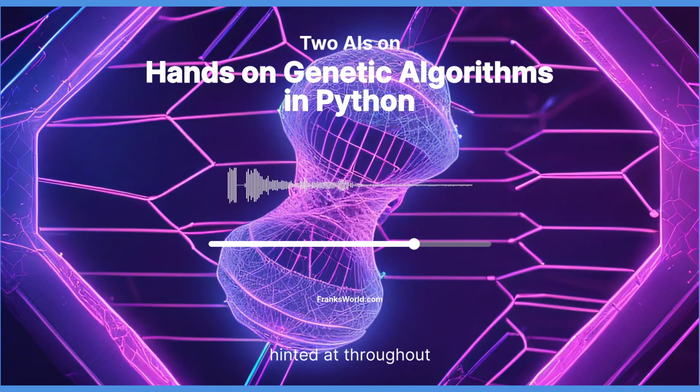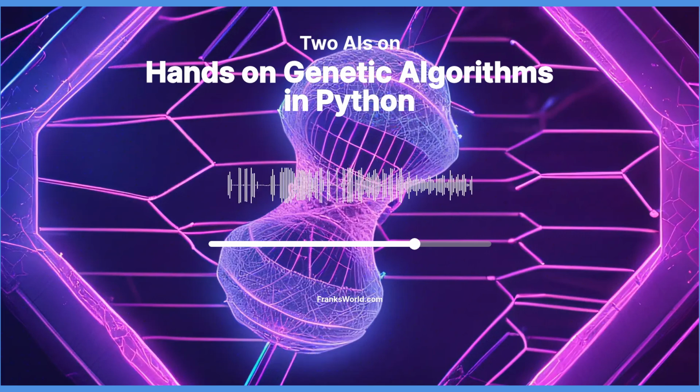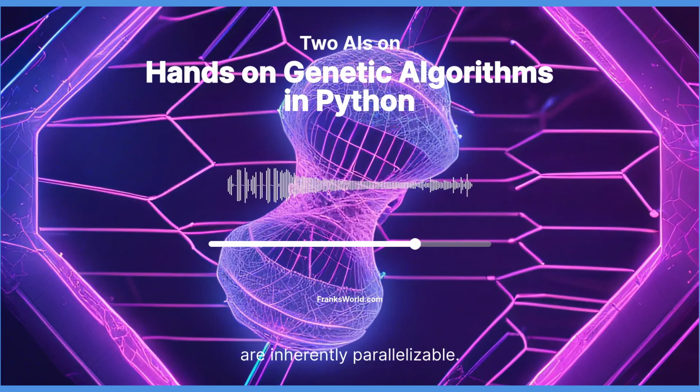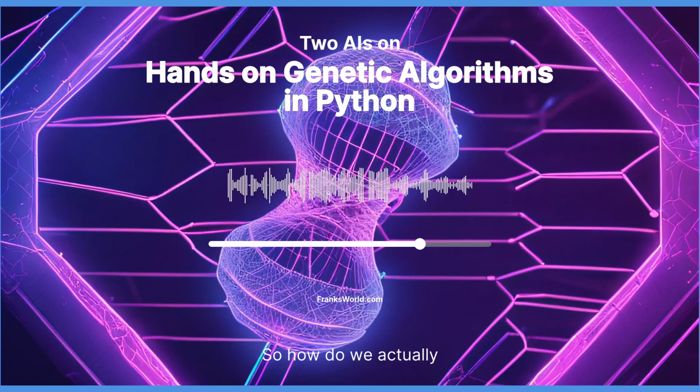As we've hinted at throughout this deep dive, genetic algorithms are inherently parallelizable. Each individual in the population can be evaluated independently. So instead of processing them one by one, we can use the power of multiple processors, even multiple computers, to speed things up dramatically. It's like having a whole team of digital evolutionists working together. I love that analogy. It's perfect. Right, so how do we actually make this happen?